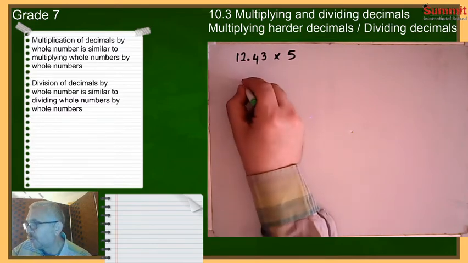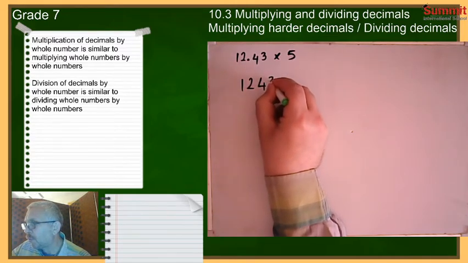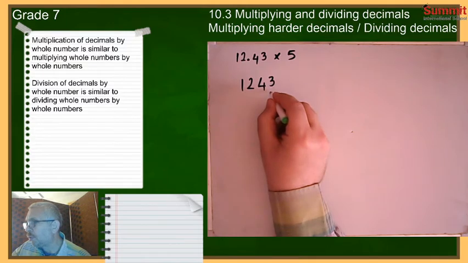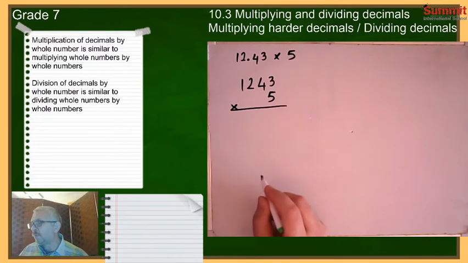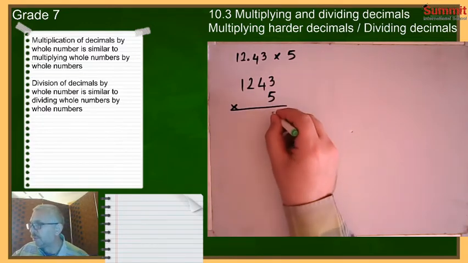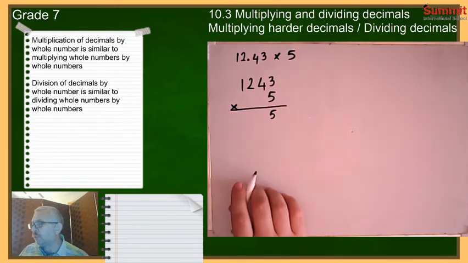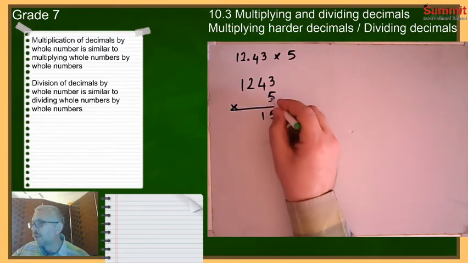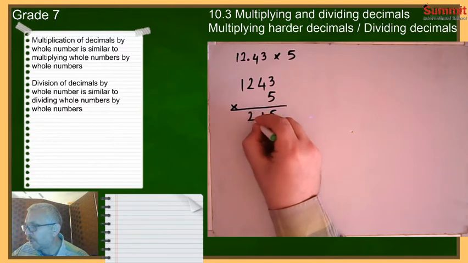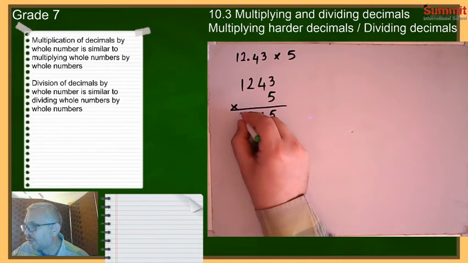That's why I am going to write 1243, and I am going to multiply it by 5. Now let's follow the multiplication. 5 multiplied by 3 is 15. 5 is here, 1 we have here. 5 multiplied by 4 is 20, plus 1, 21. We have 2 now. 5 multiplied by 2 is 10, plus 1 is 11. We have 1. 5 multiplied by 1 is 5, plus 1, it will be 6.